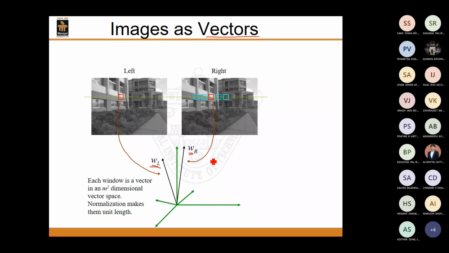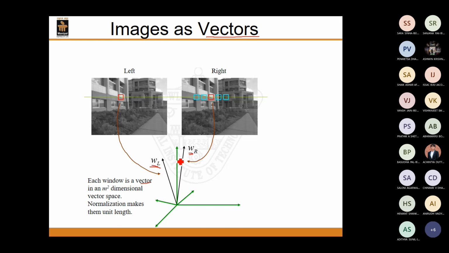So here we are trying to represent each window as a vector. So you have it as a vector in the m square dimensional vector space, depending upon the dimensions. Now once you have the vectors, in order to find the correspondence between these two vectors, what we are trying to do is see how similar they are, or what is the best match between them.